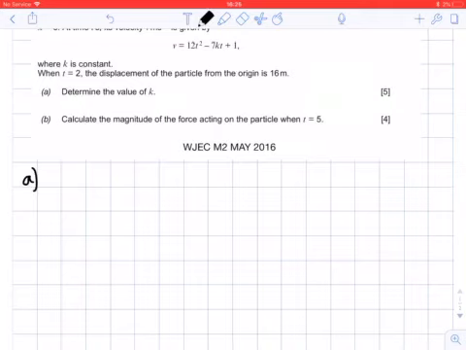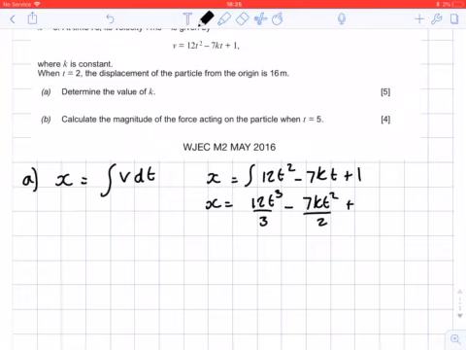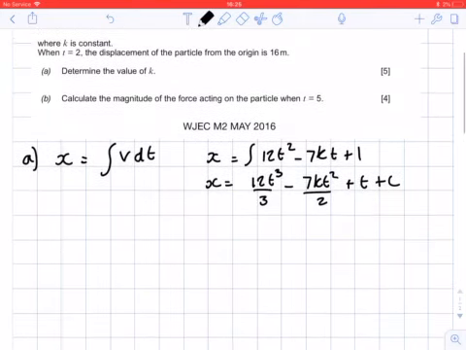Well, in this case, we seem to have a lot of information about displacement, and we have an expression for velocity. And from previous videos, I know that to get displacement, we can integrate velocity with respect to t. So substituting in, we get the integral of 12t squared minus 7kt plus 1. So integrating, we'll get 12t cubed over 3 minus 7kt squared over 2 plus t plus our constant of integration, because remember this is an indefinite integral.